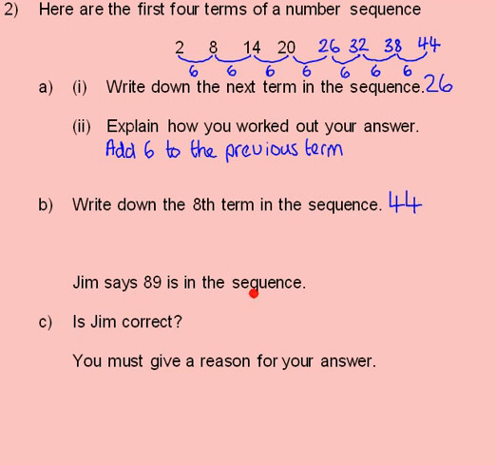Jim says that 89 is in the sequence. If I look, I can see that the sequence is always even numbers, so Jim is not correct. And the reason is because the sequence only contains even numbers.